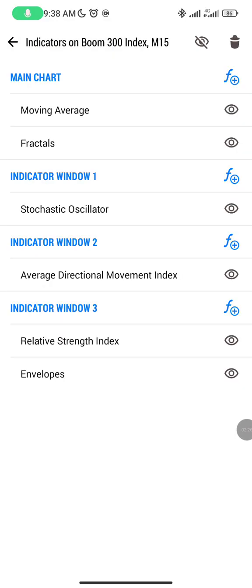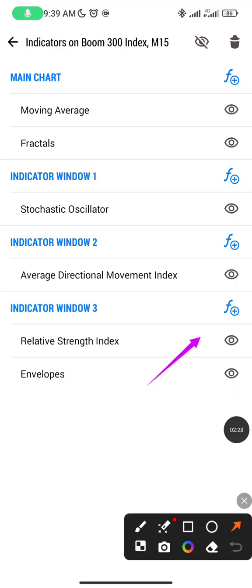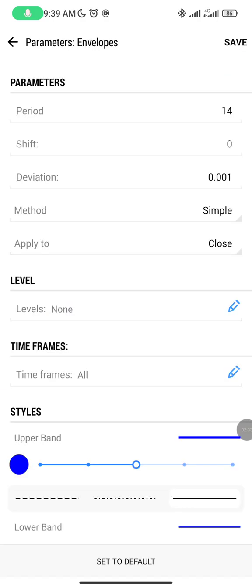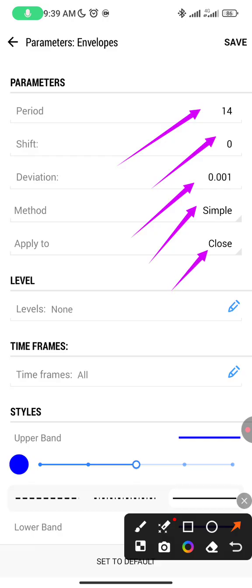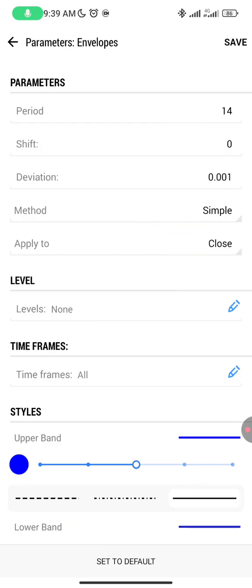The next thing is to click on this plus icon here and find your envelopes. At the envelope here we have period 14, shift 0, deviation 0.001, method simple, applied to close. There is no level, none. Upper band and lower band should be the same color. You can choose any color of your choice, but I chose blue.